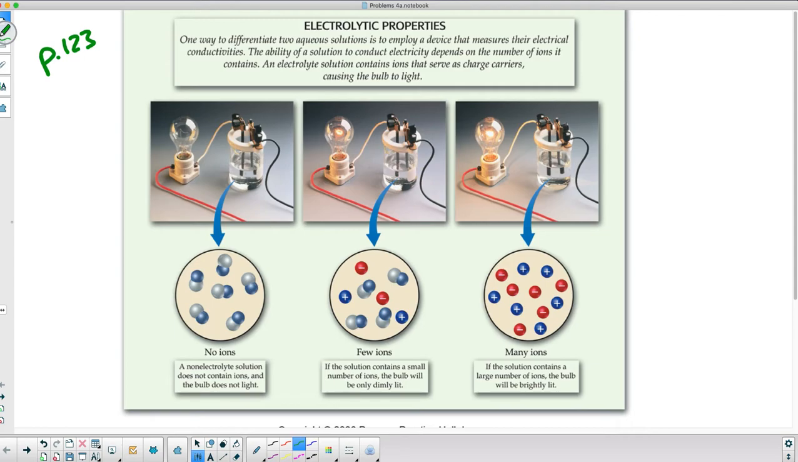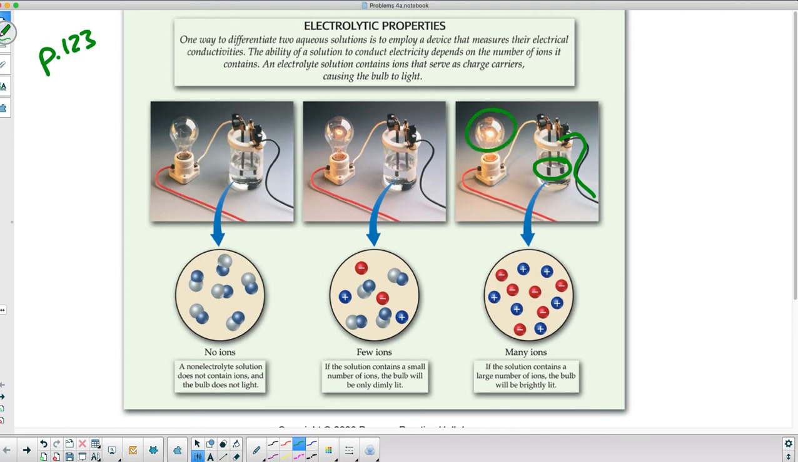One of the ways that you can tell if a solution has a lot of ions, very few ions, or no ions at all would be to use an apparatus that looks like this. Now you can see the light bulb. We have a power source, like you literally plug it into the wall, and then the wall power comes in through here. If that solution has ions in it, that means it conducts electricity. The electrons move through the solution much easier and complete the circuit here to give us power there.